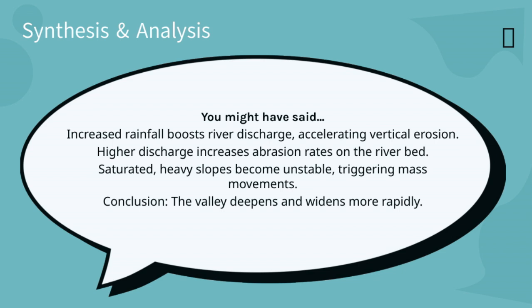A strong GCSE answer might say, if the climate became wetter, increased rainfall would raise river discharge. This would give the river more energy, increasing vertical erosion and abrasion of the riverbed. At the same time, wetter valley sides would become saturated and unstable, causing more mass movement. The river would remove this material, allowing the valley to deepen and widen more quickly. That answer is strong because it considers both the river channel and the valley sides.